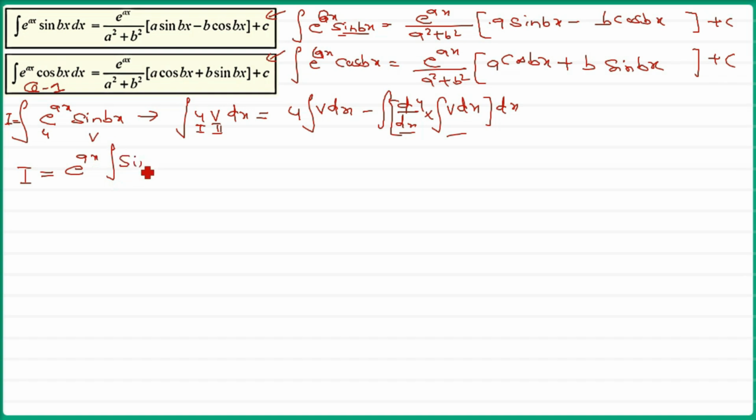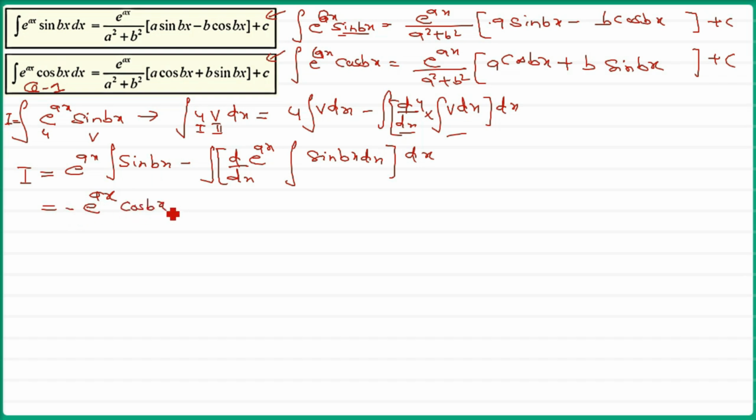So e raise ax comes outside, sin bx is integrated, minus, then differentiation of the first function which is e raise ax, then the integration of sin bx dx. Once this is done, then we will integrate all the content on the right hand side. So e raise ax times the integral of sin bx is minus cos bx, and then bx will be differentiated, it will come as b, and that will be put in the denominator, minus.